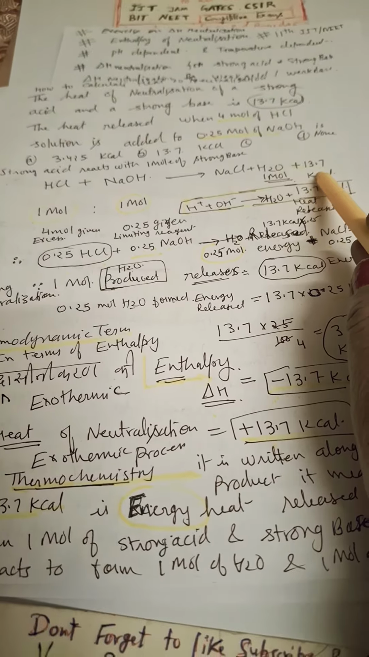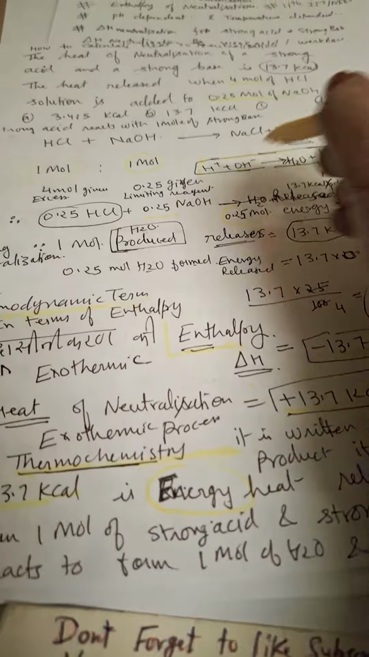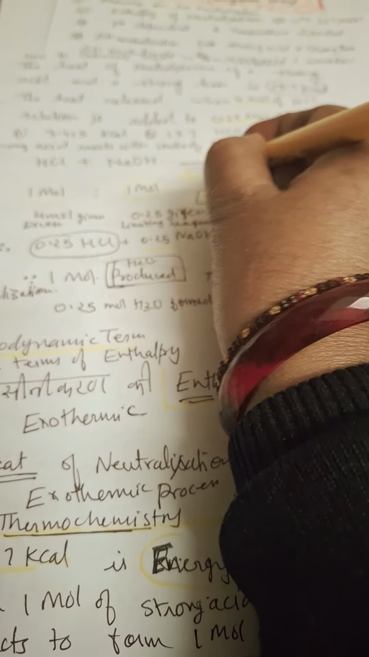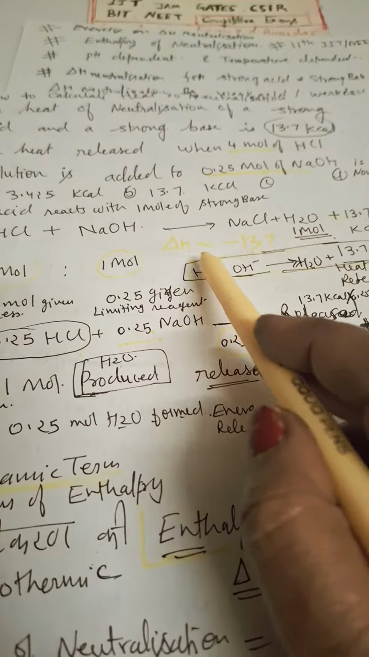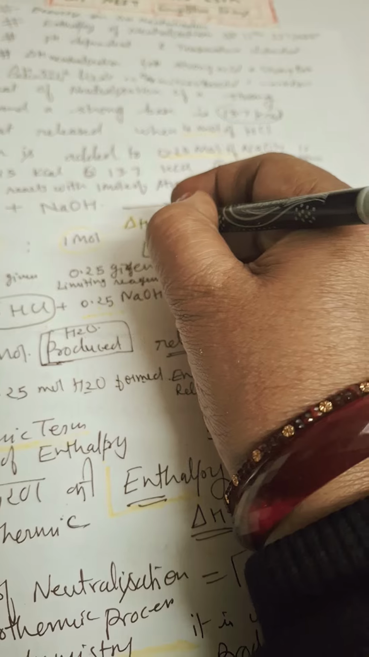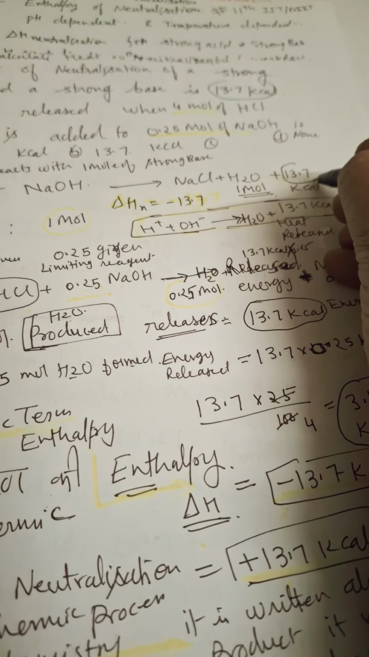See, a plus sign is there, but delta H we write separately in the form of the given delta H. Okay, here I will write delta H minus 13.7. Okay, this is delta H. This is delta H neutralization equal to minus 13.7, and this is the thermochemical term.